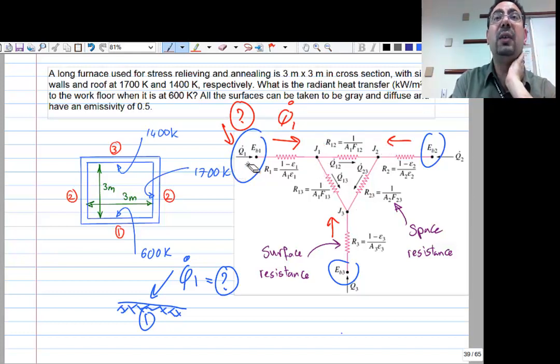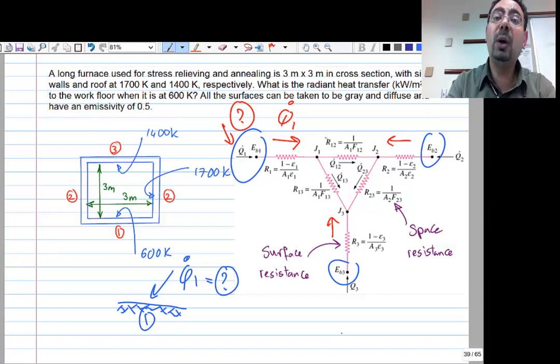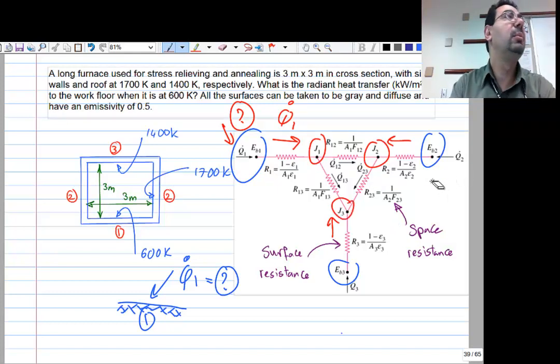What's going on? Every surface has its black body radiation, and because they have their own epsilon, all of them have epsilon 0.5. All surfaces can be taken as gray and diffuse with an emissivity of 0.5. So here is the surface resistance of 1. Here is the surface resistance of 2. Here is the surface resistance of 3. And because of this, every one of them has its own J that's different from its black body radiation. And between 1 and 2, there is a space resistance, 1 over area 1 F12. And between 2 and 3, 1 over area 2 F23.